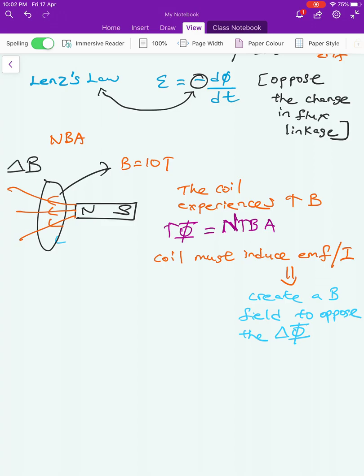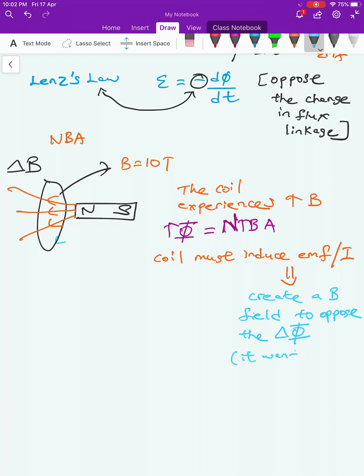So the coil wants to decrease the flux linkage. Originally it experienced a B field of 2 Tesla, then after the magnet moved towards the coil it experienced 10 Tesla. So it wants to go back to the original 2 Tesla, to decrease the flux linkage. Its B field should point this way.